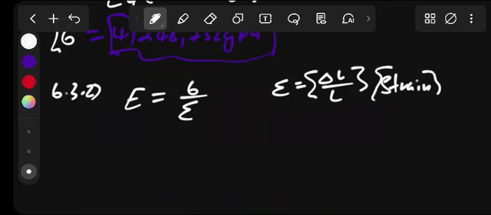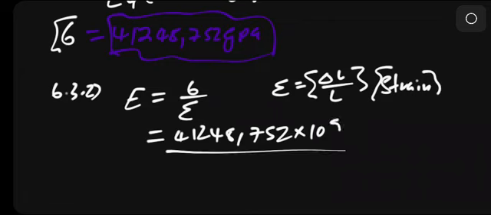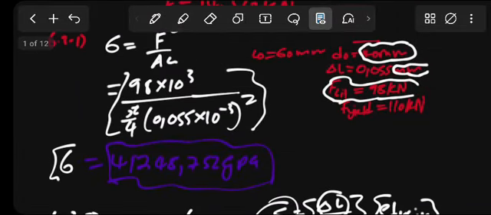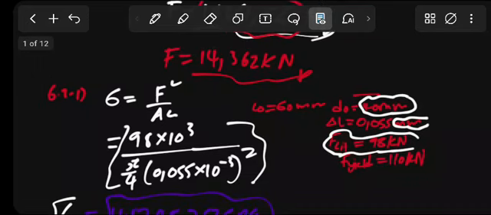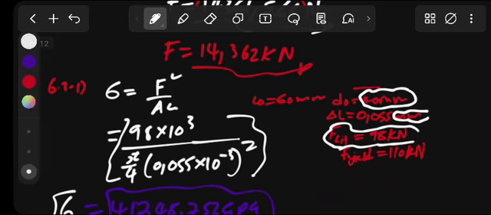So Young modulus is equal to stress. We have our stress there, which is 4.1, then 48,752 times 10 to the power of 9, divided by the strain, which is change in length over original length. So what is our change in length here? We have our change in length to be 0.55. You can substitute them directly. Both of them are in millimeter, so there's no problem there, guys.